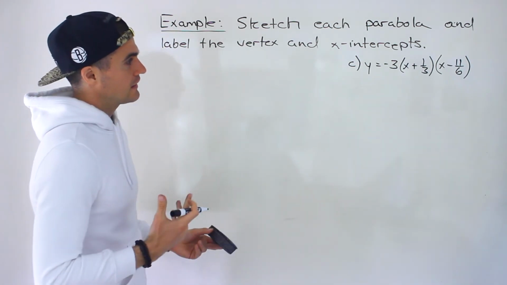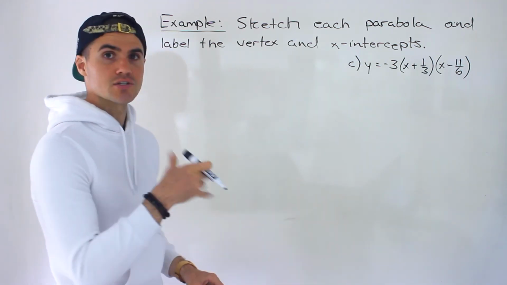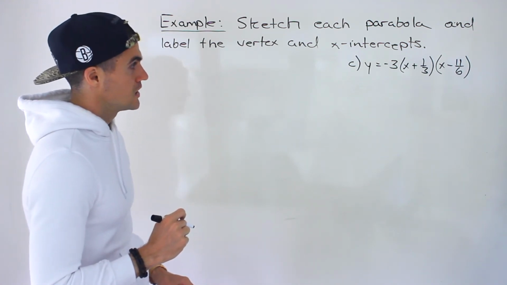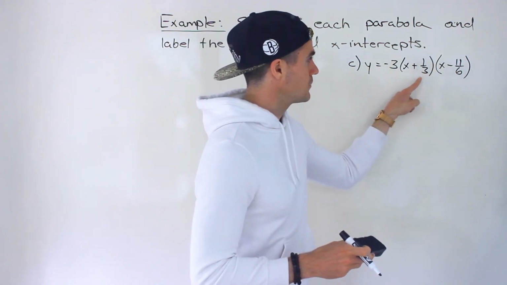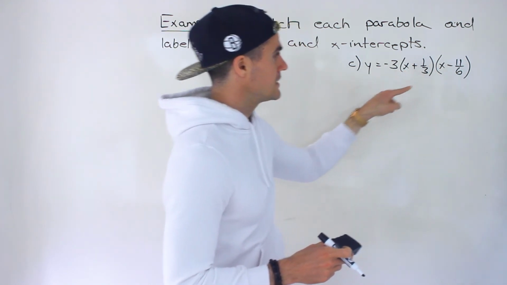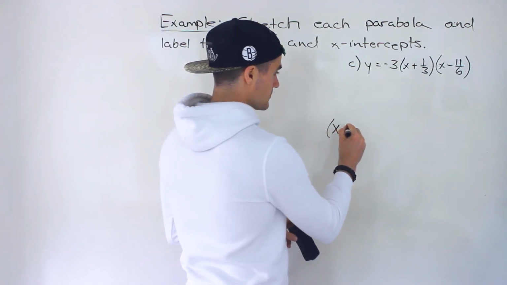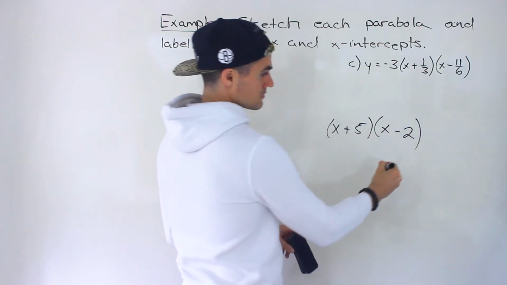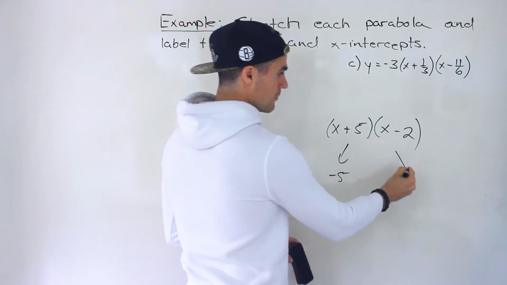And then finally, part C, we got y equals negative 3 times x plus 1 over 3 times x minus 11 over 6. So this one's a little bit unique because notice the x values are by themselves, but then we have fractions here. But it's the same as when we had, let's say, x plus 5 times x minus 2. From here, we could tell the x-intercepts are negative 5 and positive 2.